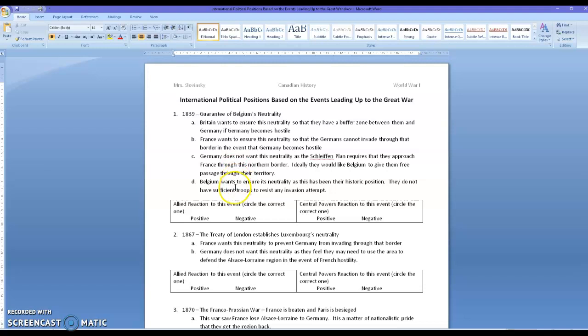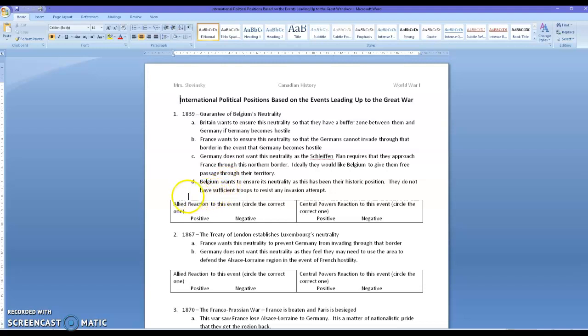Now, Belgium, of course, wants to ensure its own neutrality because, A, that had been its historic position. Remember, the Treaty of Ghent that ended the War of 1812 was signed in Ghent, which is in Belgium. Belgium has always been known as a neutral place. However, in the event of a war, they were very sure that they didn't have enough troops that they would be able to defend themselves. So they were very happy to see that guarantee of neutrality.